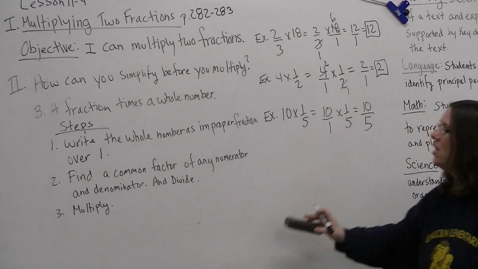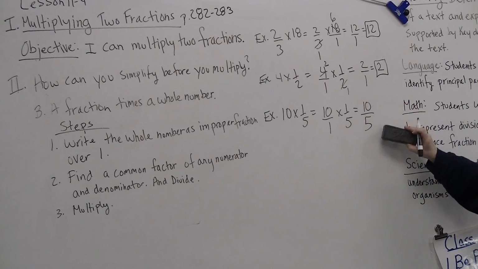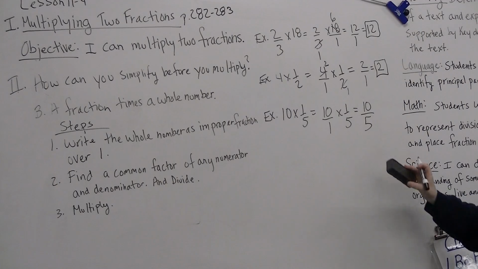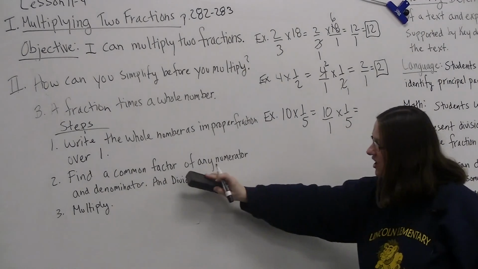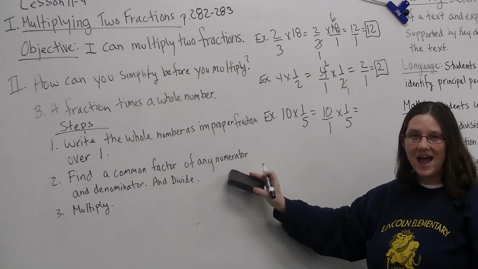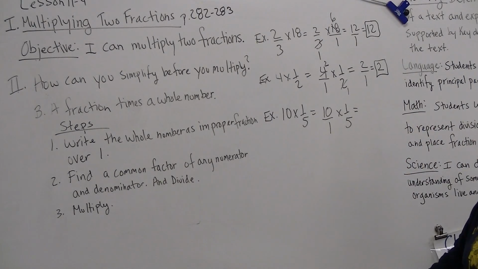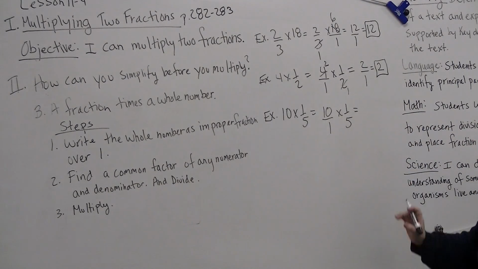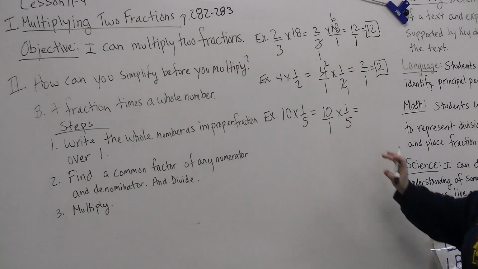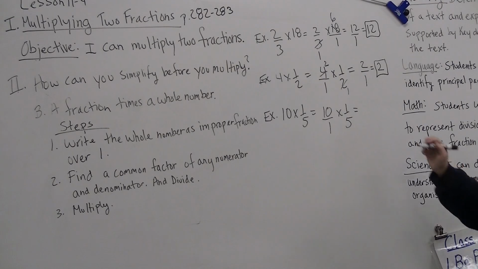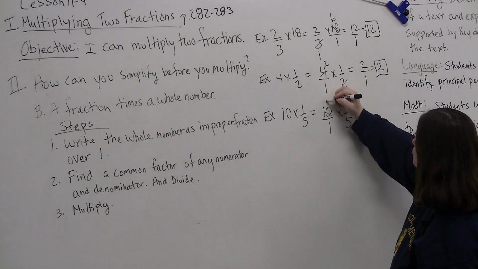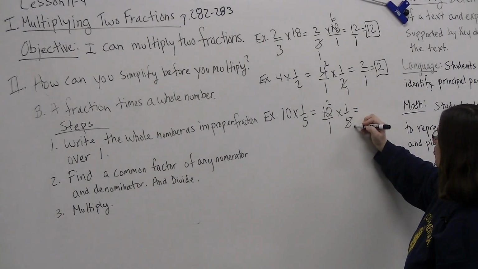If you see that you have an improper fraction at the end, you have to note to yourself, okay, I made a mistake. So I'm going to erase this, go back to read my step number 2. Oh yes, I got to find my common factor of a numerator and denominator. And I can see now that 10 and 5 can be simplified down. I can divide both of those by 5. 10 divided by 5 is 2, and 5 divided by 5 is 1.